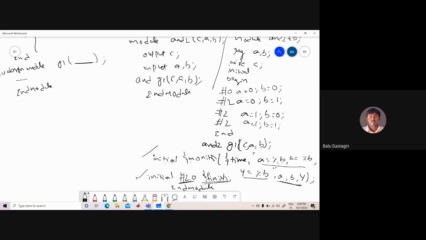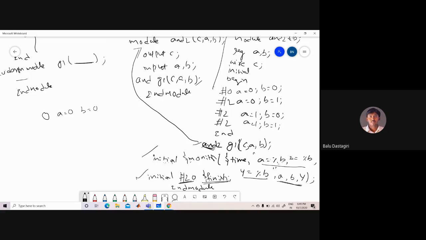Initially, at 0 time units, if you are not specifying the simulation time units, it will take nanoseconds normally. So at 0 time units, the value of A is equal to 0 and the value of B is equal to 0. After that the cursor comes here to G1, C, A, B. It looks for the module with the module name as AND, so the cursor goes to the main module here.